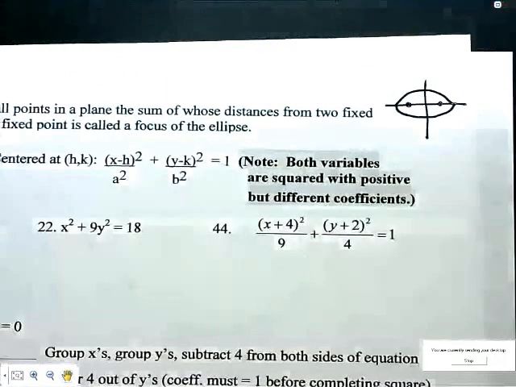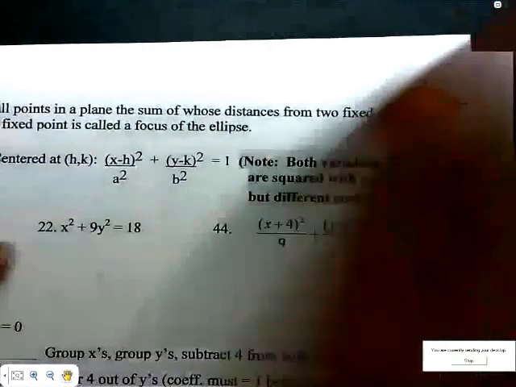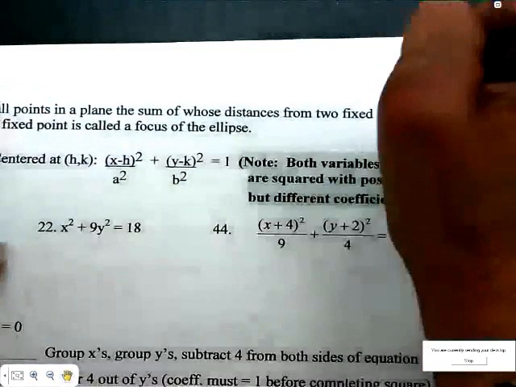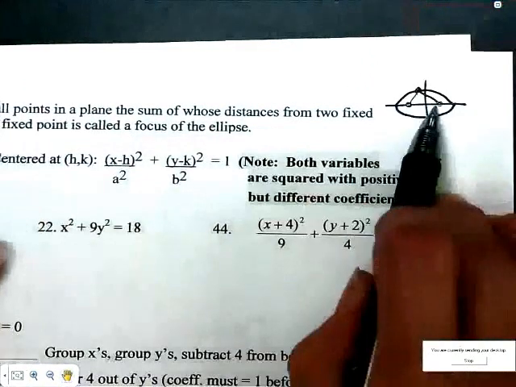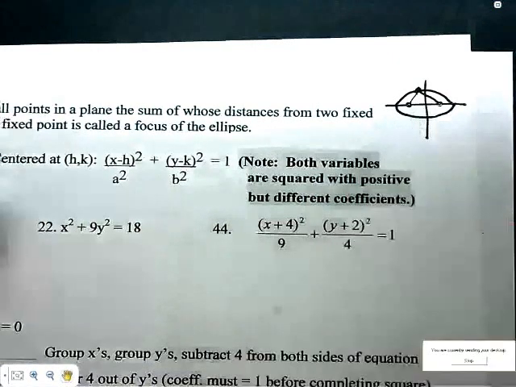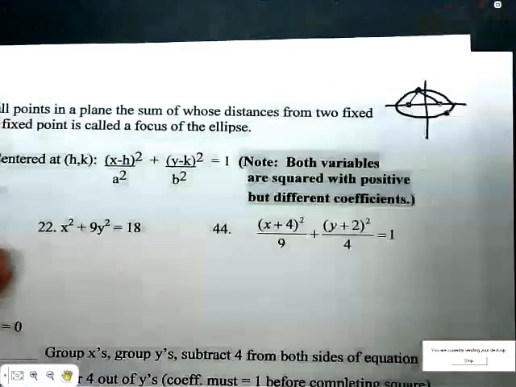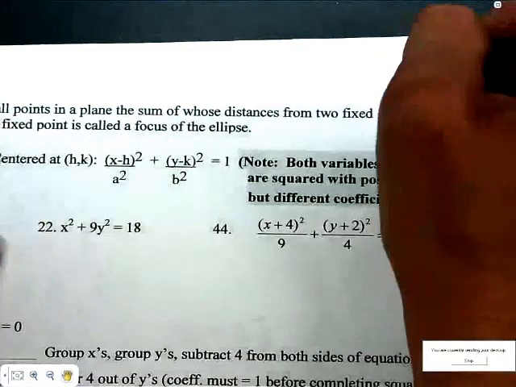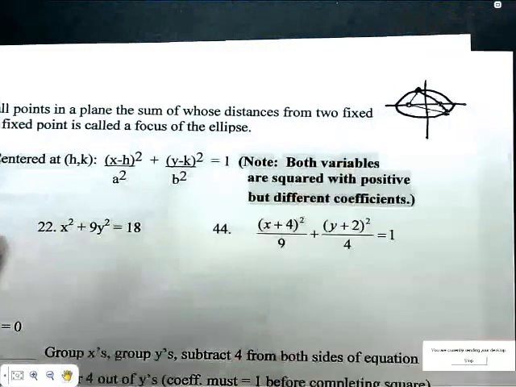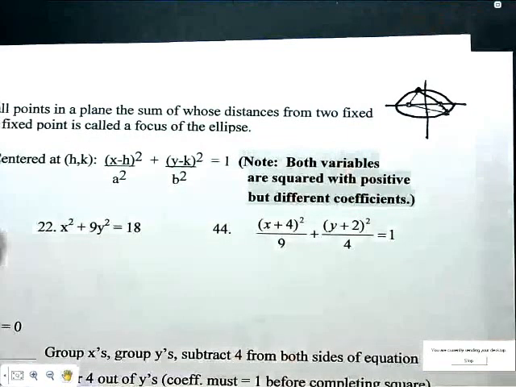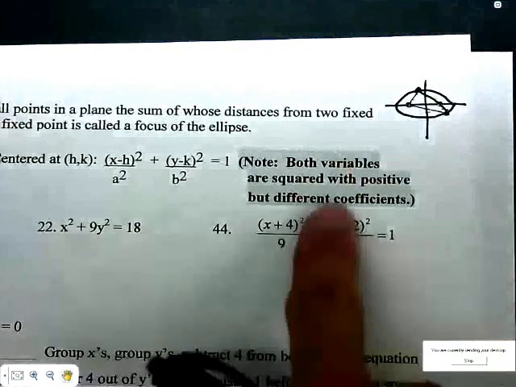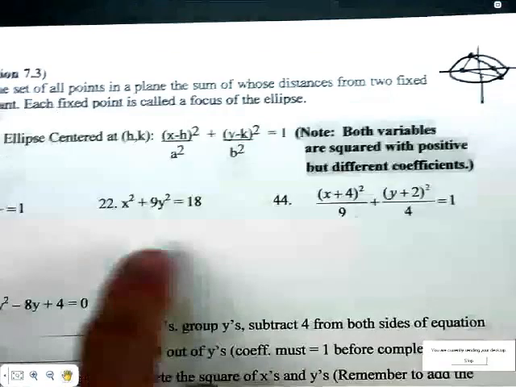And if you take any point on the ellipse and add the distances to each foci, that sum would be the same for any point on the ellipse. I could take a point way over here and add the distances to each focus, and that sum would be the same as that sum. Now that's the definition of an ellipse. You don't really have to worry about it. You have to identify it, and you have to pick out what you need in order to graph the ellipse.